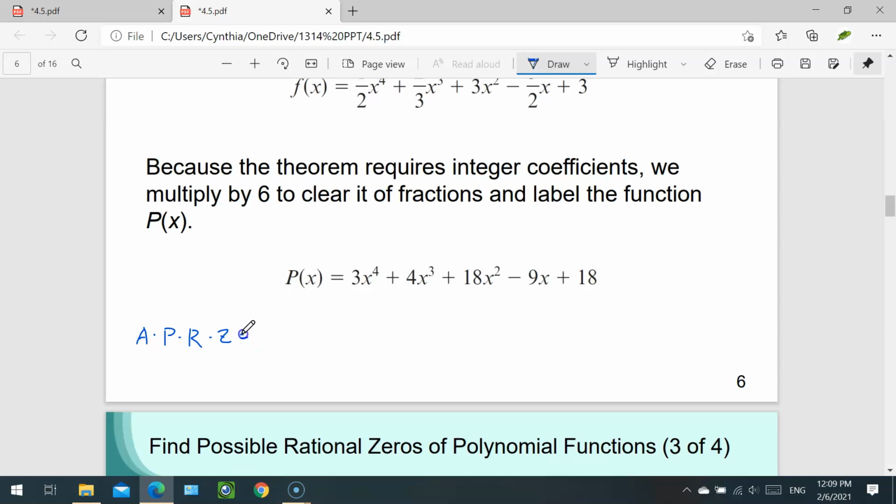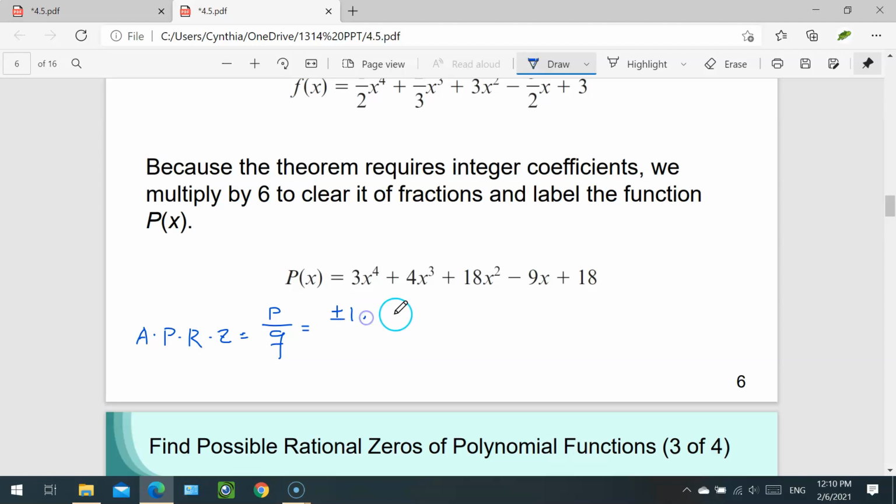How do we find a factor to break down this function? So we call them all possible rational zeros. Now, all possible rational zeros come from your p over q. p is all the factors of your constant term. So the constant number is 18. So we start from 1.